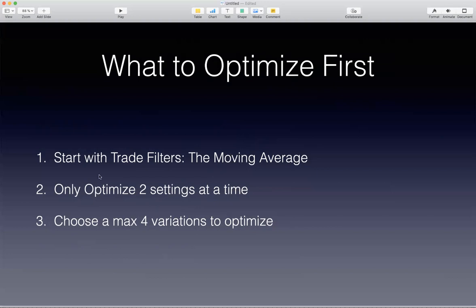And we have to only optimize 2 settings at a time. We don't just optimize all the settings. It will just complicate everything, and we will not be able to understand what's happening. And for every setting, we have to choose a maximum of 4 variations to optimize, which I will show you in a minute. So you will know what we are talking about.